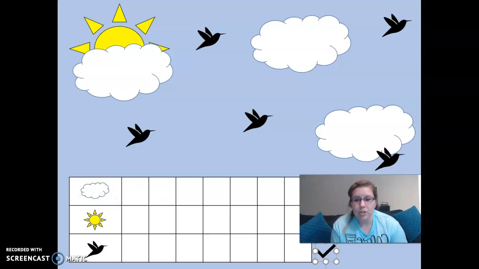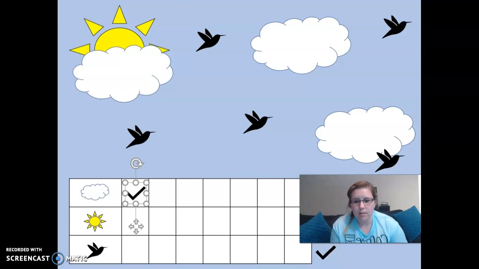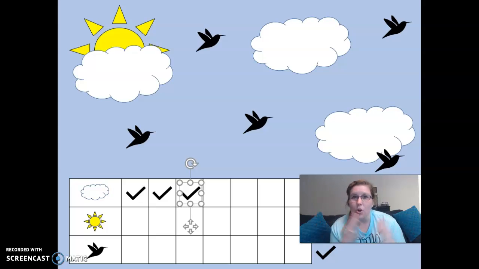So our graph starts with clouds. So I'm going to give you a second to count how many clouds there are, and then we're going to add them into the graph. Go ahead. Okay, let's see if we saw the same number. Did you see 3 clouds? Me too. There were 3 clouds in our daytime sky. Now the next picture is a sun. Now that's easy. We can just look and see that there's just one sun.